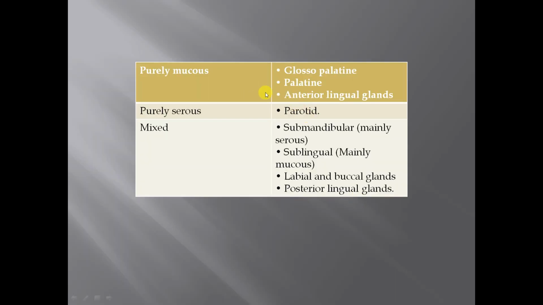So, purely mucous are the glossopalatine, the palatine, and the anterior lingual glands. Parotid is purely serous, and the mixed salivary glands are submandibular, but predominantly serous, and sublingual, but predominantly mucous. Labial and the buccal glands, posterior lingual glands.